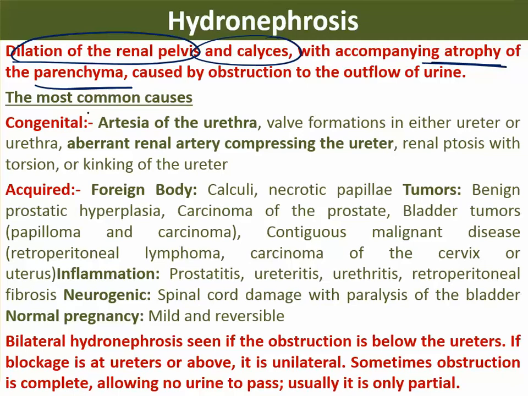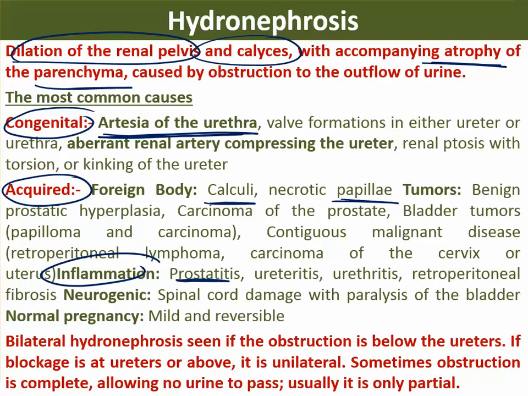The commonest cause in children is congenital. There could be atresia of the urethra, or sometimes urethral absence, or the urethral wall may be permanently closed. For these we have to do surgical procedures to open up the urethra. In adults, the commonest causes are acquired: calculi or papillary tumors, or inflammation like prostatitis, or neurogenic causes. All causes of obstruction can cause hydronephrosis.